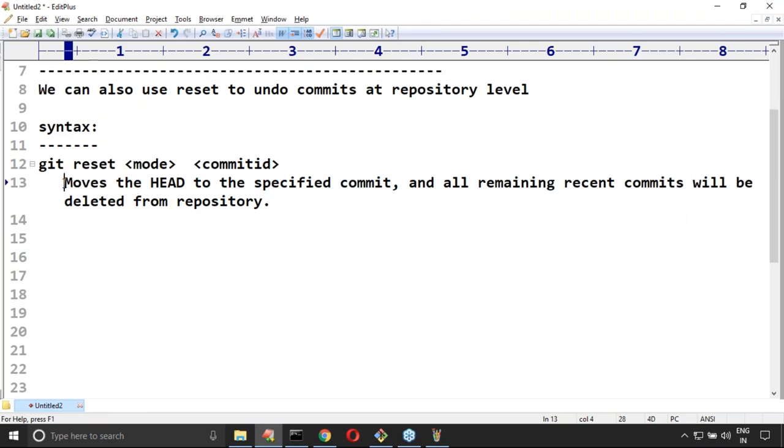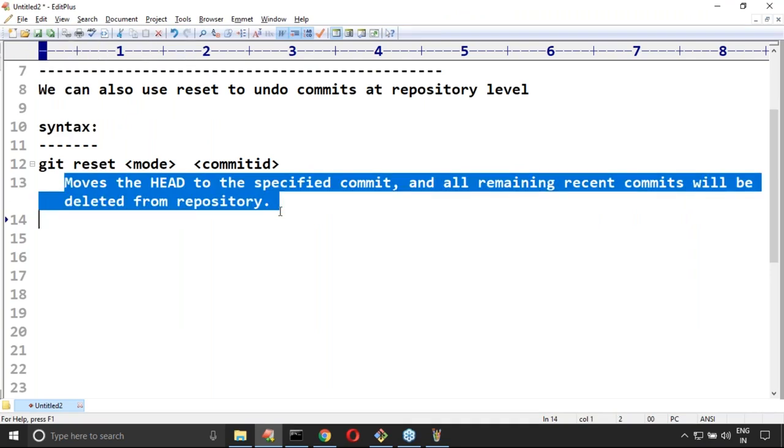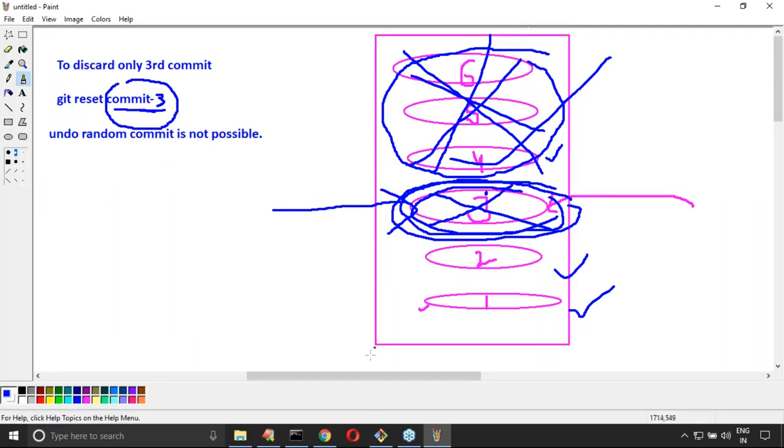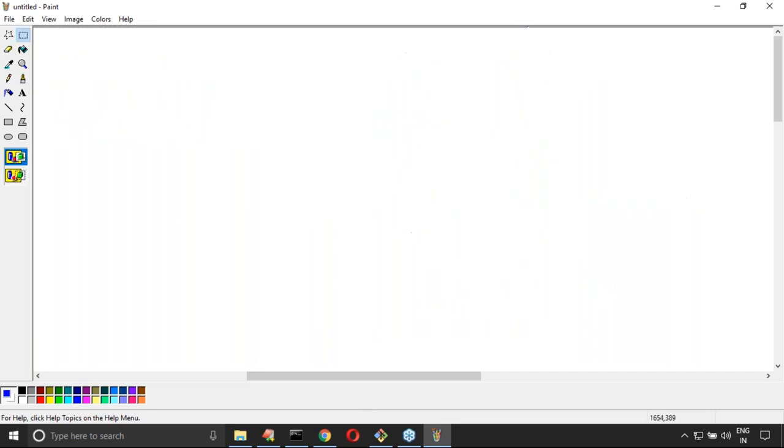Okay, sir, reset moves the head to the specified commit, and all remaining recent commits will be deleted from the repository. You should be aware of that. Now immediately you may ask, okay, sir, what about the working directory?